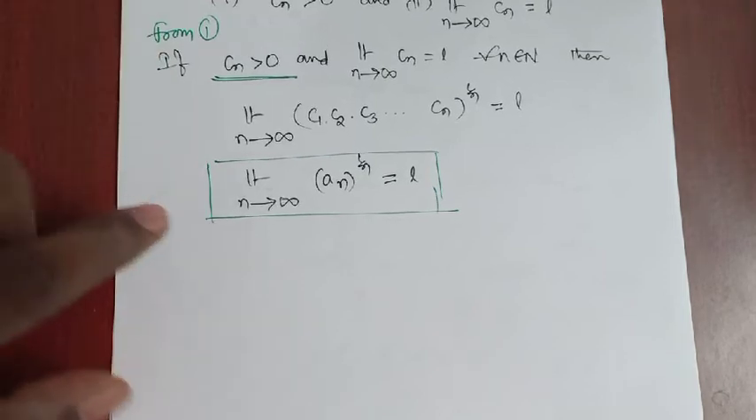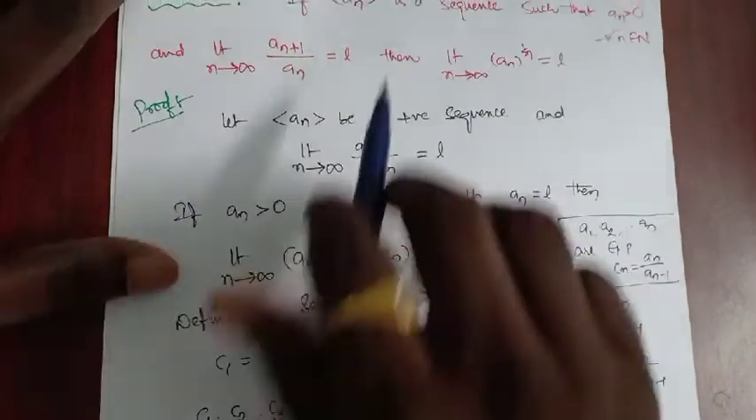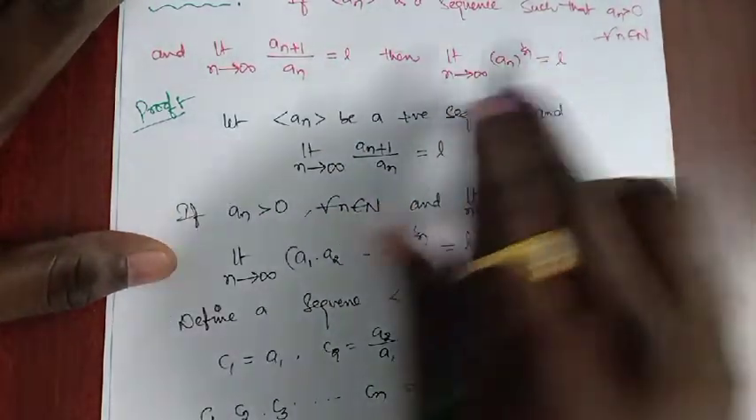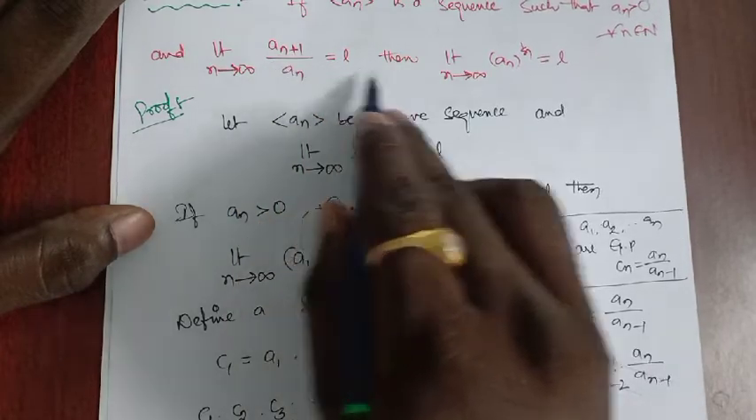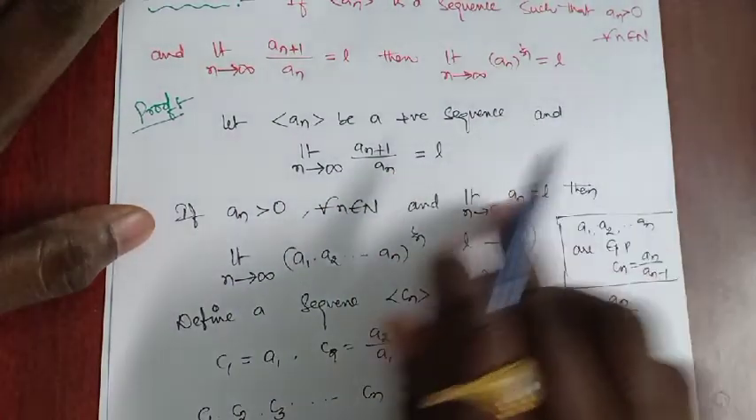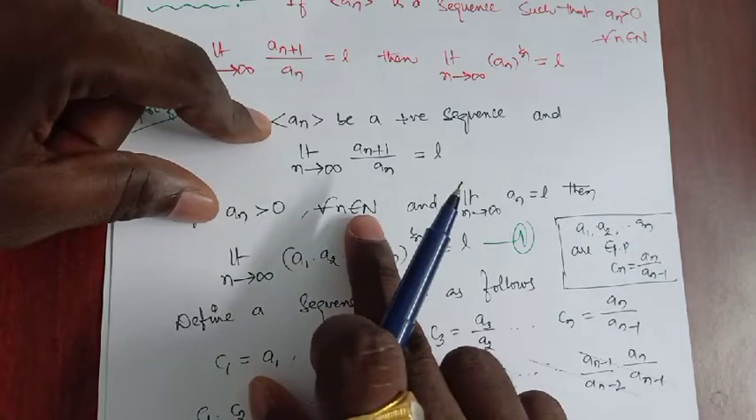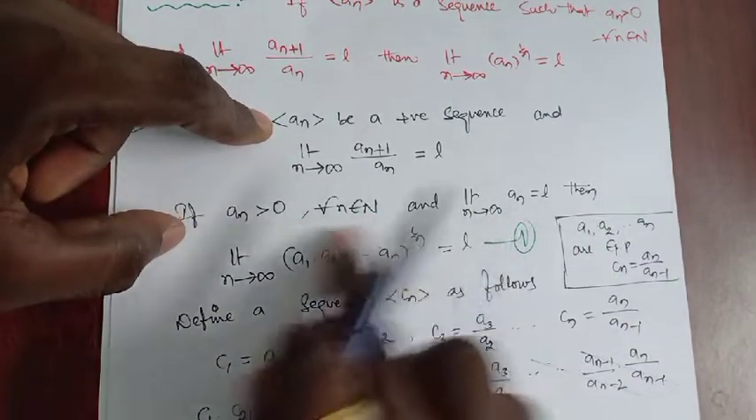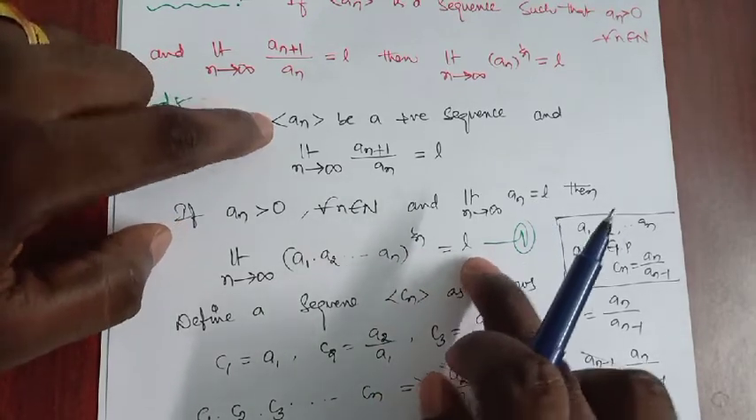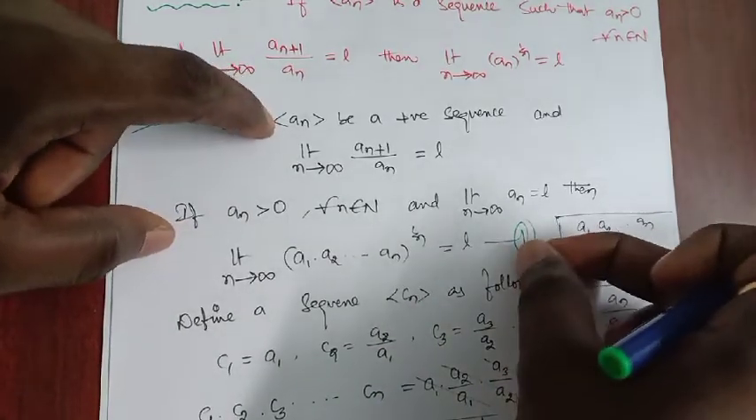Okay students, this is Cauchy's second theorem on limits. Please see carefully. If an is a positive sequence and limit n tends to infinity, a(n+1) by an is equal to L, then we need to find this. If an is a positive sequence for all n, and limit n tends to infinity an equal to L, then the geometric mean of the sequence approaches L. This is a very important condition, which has to be noted.